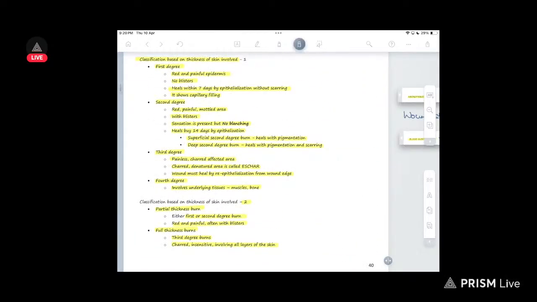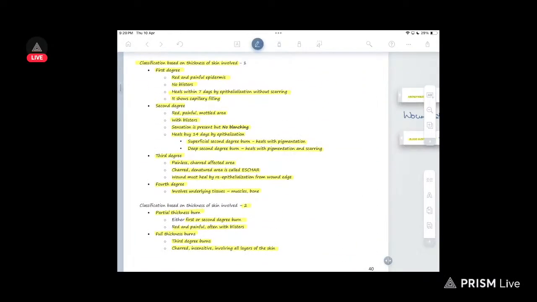Before I go, okay, I need to revise this again. So first degree there is no blister, second degree there is blister, and third degree there is a charred denuded area called eschar. There's no blister, there's eschar, and fourth degree involves muscles and bone. First degree is red and painful, second degree is painful, blistered, red area, and third degree is painless, charred area.